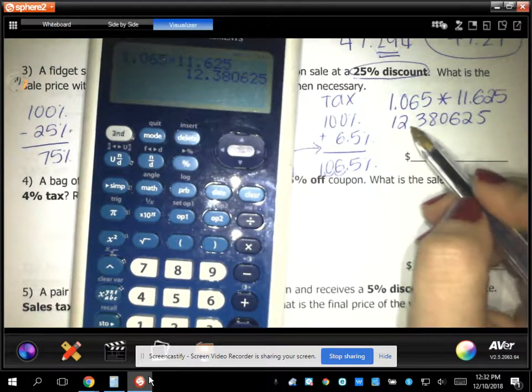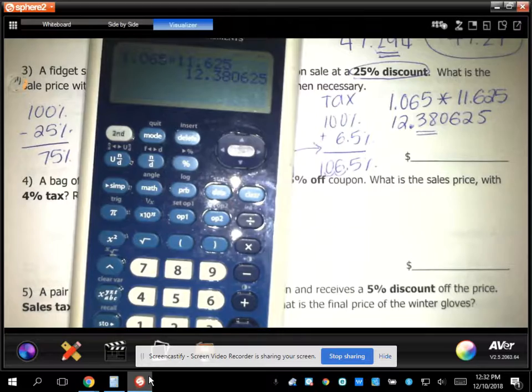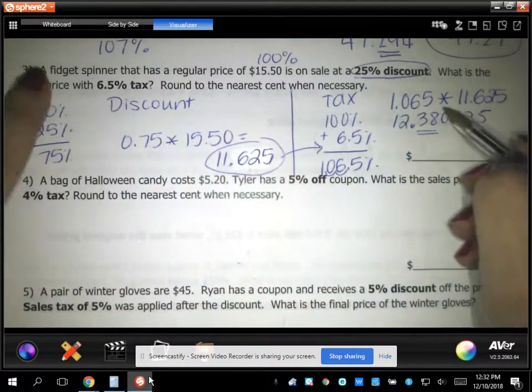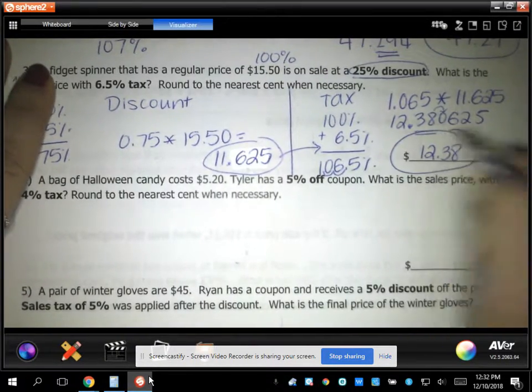Now, numbers that are money go 2 digits after the decimal. Should I keep this $12.38 or should I make it $12.39? Well, since this next number over is a 0, I'm going to make this $12.38.